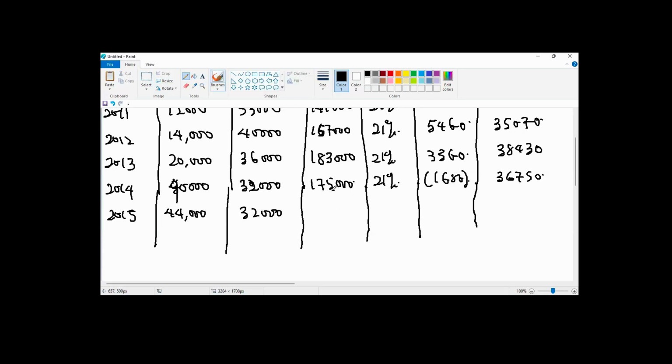175,000 minus 12,000, what we are bringing forward, the accumulated liability, I'll minus it. 163,000. 21% of it is 34,230. 36,750 minus 34,230 is 2,520.